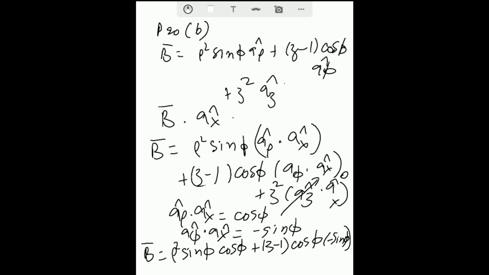Now I need to evaluate this at the point, and again this point is cylindrical, so 4, pi by 4 and minus 1, and I can just substitute it here. So sine phi and cosine phi are the same because pi by 4 is 45 degrees, and I can just put these values in and find the answer.